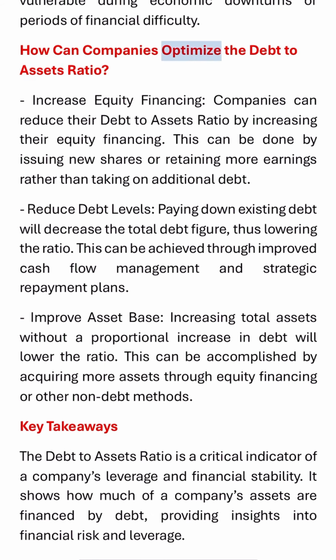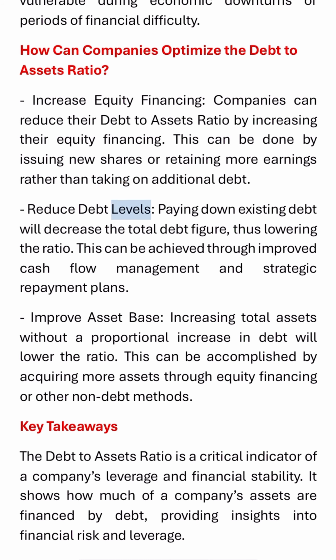How can companies optimize the debt-to-assets ratio? Increase equity financing. Companies can reduce their debt-to-assets ratio by increasing their equity financing. This can be done by issuing new shares or retaining more earnings rather than taking on additional debt.